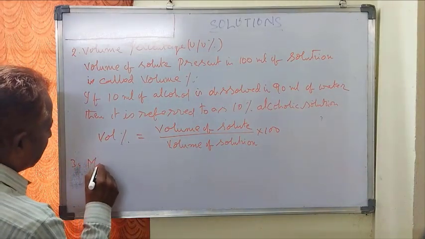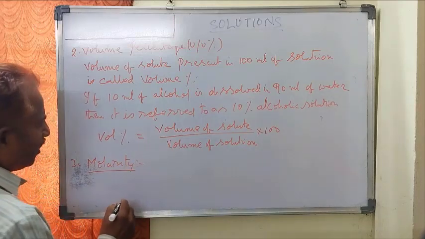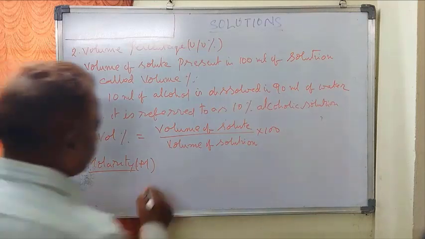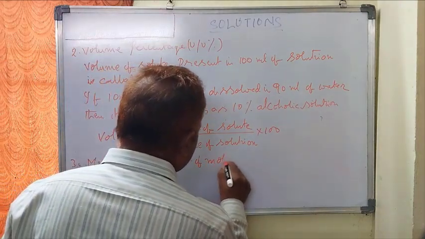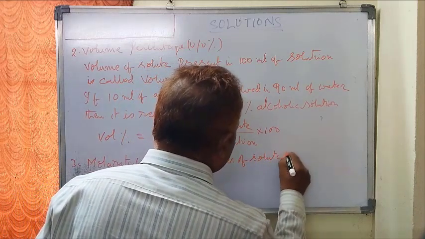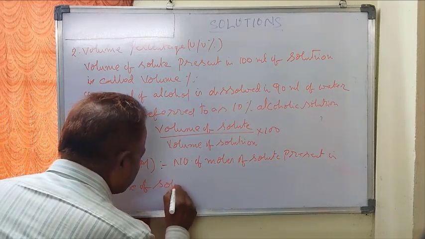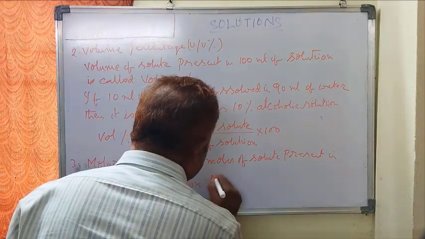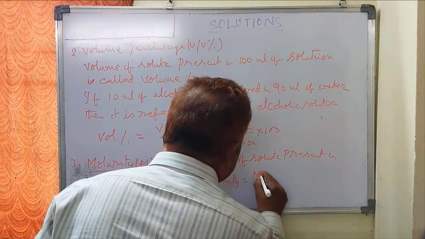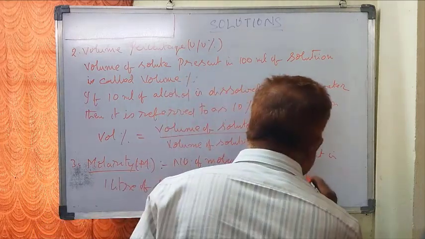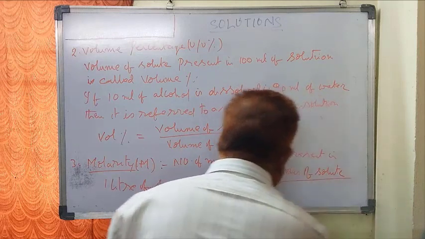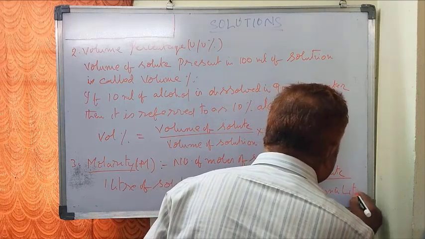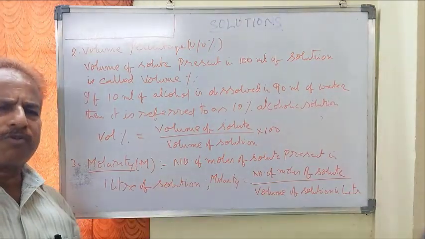Next one is molarity. Molarity is denoted by capital M. Molarity is the number of moles of solute present in 1 liter of solution. So molarity equals the number of moles of solute by volume of solution in liters.